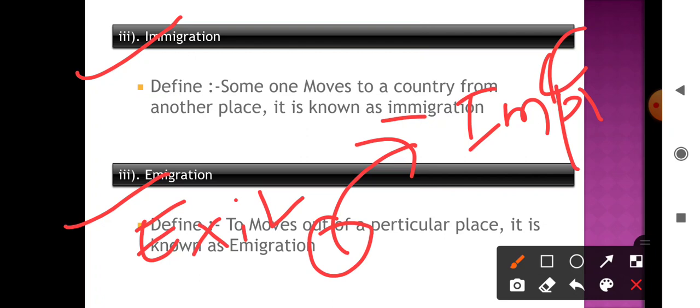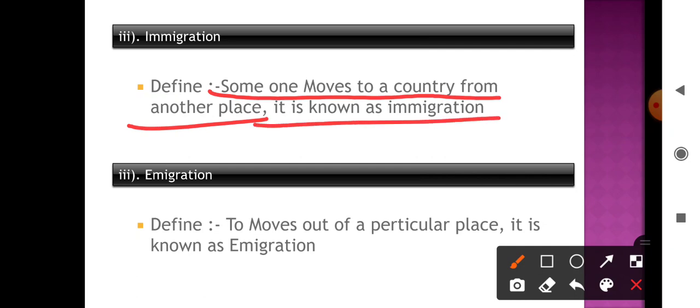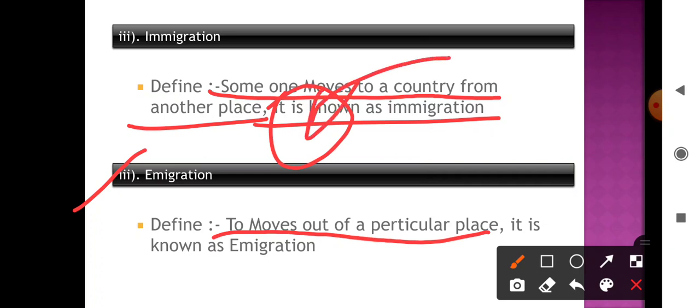Now by definition, when someone moves to a country from another place, it is known as immigration. And emigration, to move out of a particular place, is known as emigration. So if a person is coming from another country, it is immigration. And in emigration, people are moving from their own country to another place.